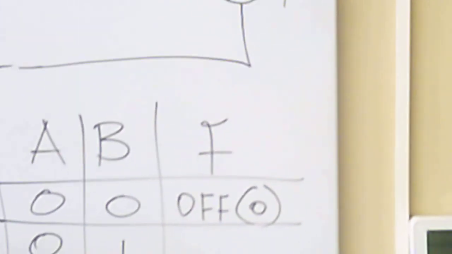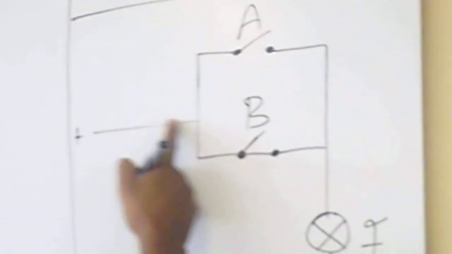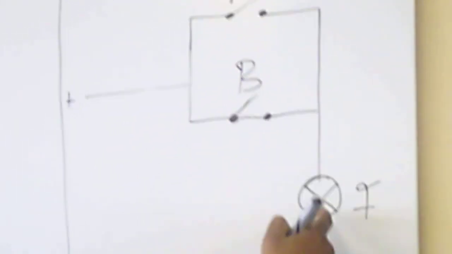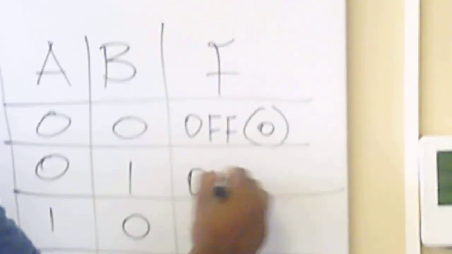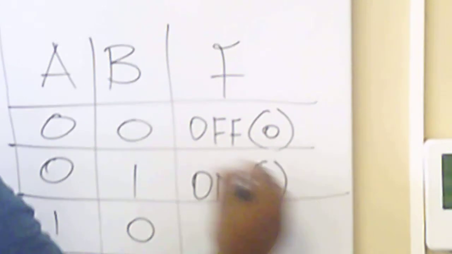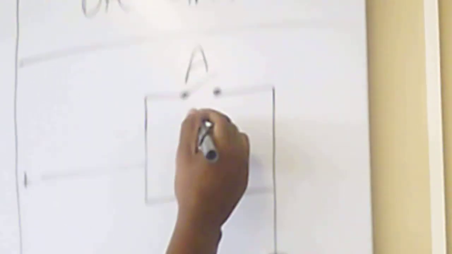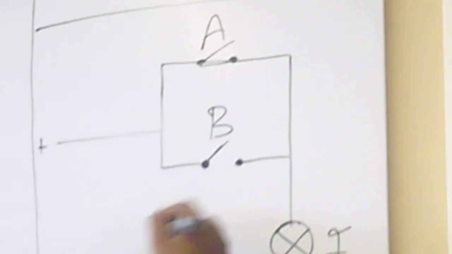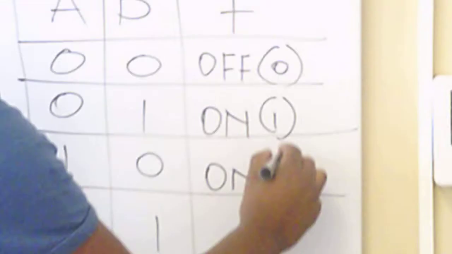If I close B, current goes in this direction and towards this lamp. Then I get on, which is a 1. I open B, close A, current goes in that direction towards this, and I get an on, and it's a 1. I close all the switches.